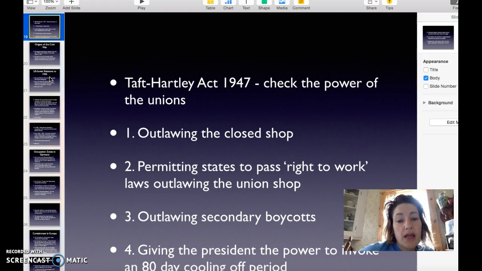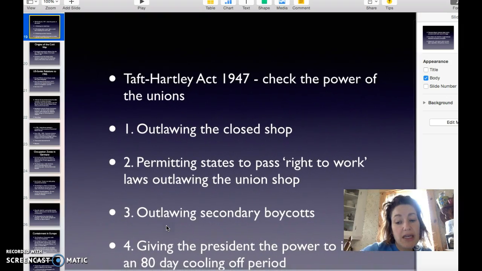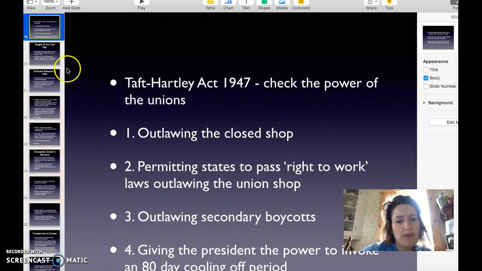The Taft-Hartley Act in 1947 also happens during this time period, which would help to check the power of unions. They outlawed the closed shop. They permitted states to pass right to work laws, which outlawed the union shop. They outlawed secondary boycotts. And lastly, they gave the president the power to invoke an 80-day cooling off period. So, kind of a big deal for big business as well as unions.